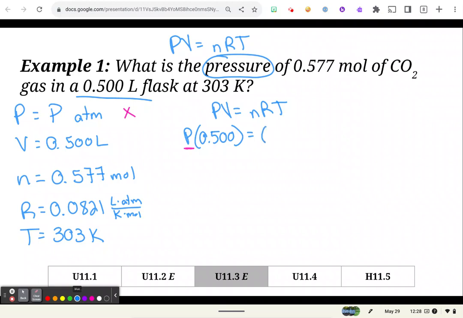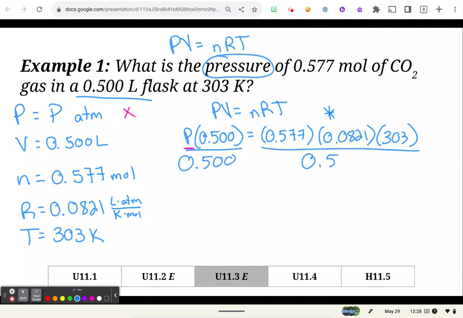All right, so then it equals the moles, 0.577. We've got R, and then we've got the temperature. All right, so then what I like to do is I will start on the side where I know everything. I multiply them together, and then I just have to divide by the number on the other side in order to get P by itself. All right, so if I plug these in, 0.577 times 0.0821 times 303 divided by 0.5, I end up with a pressure. And again, I need to think about sig figs. Looking at all these numbers, they all have 3 sig figs, so that's what I'm going to go with for my answer.